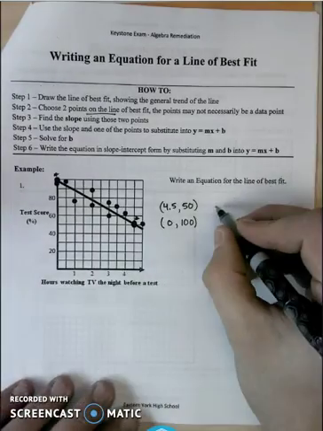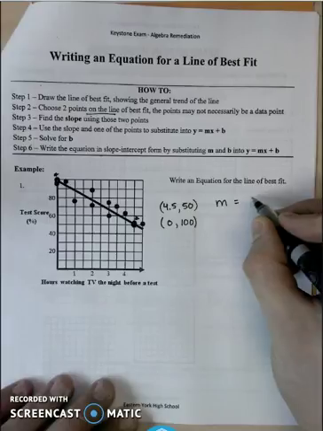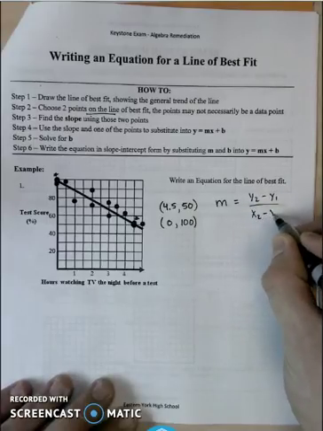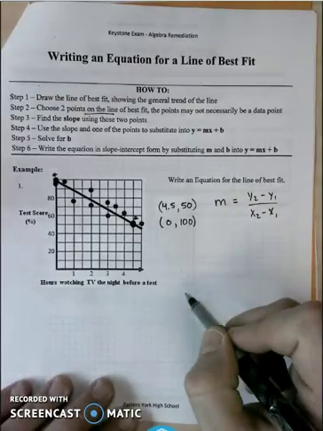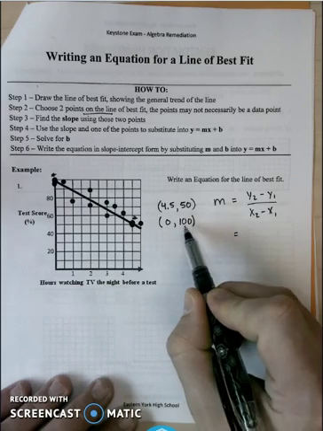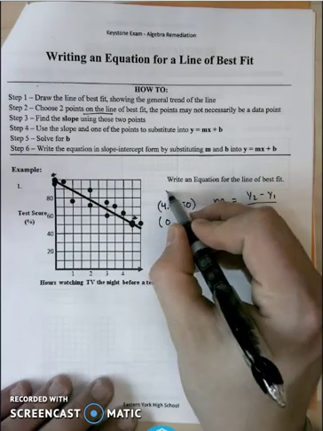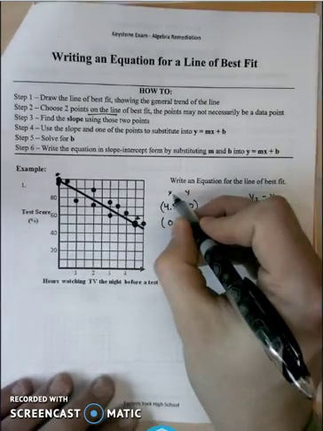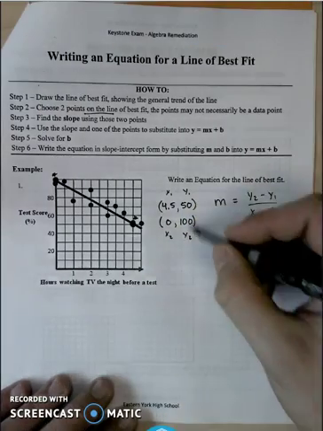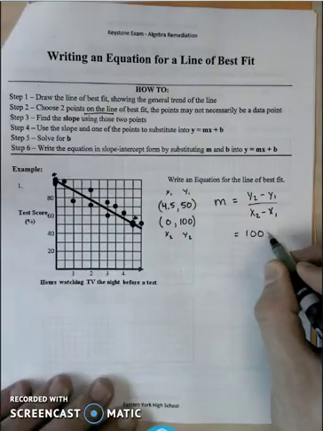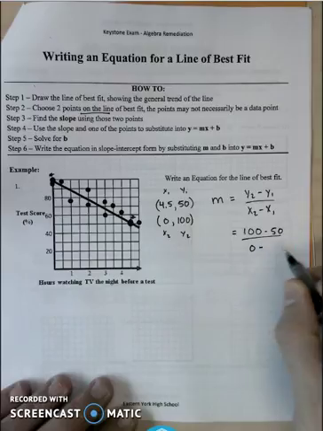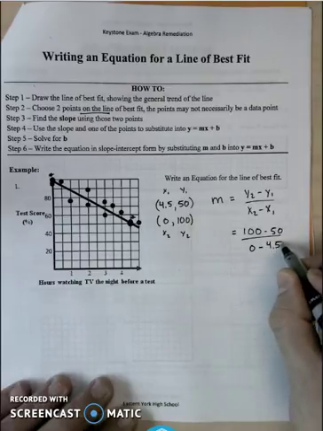And remember, we have a slope formula. So m is equal to y2 minus y1 over x2 minus x1. So we're finding the slope between these 2 points. To do that, I'm just going to fill in these values here. We know that this is x, this is y. So this would be x1, y1, and this would be x2, y2. We're going to subtract these values, so we have 100 minus 50 divided by 0 minus 4.5.